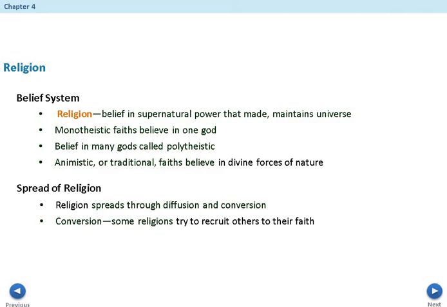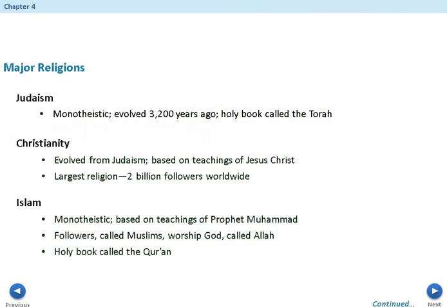Now, we see religion that can spread, and religion is going to spread with diffusion, but it's also going to be spread by conversion. Conversion is when some religions try to recruit people to become part of their religion. This happens throughout all different types of religions, and they're basically trying to spread their religion and have other people become part of that religion.